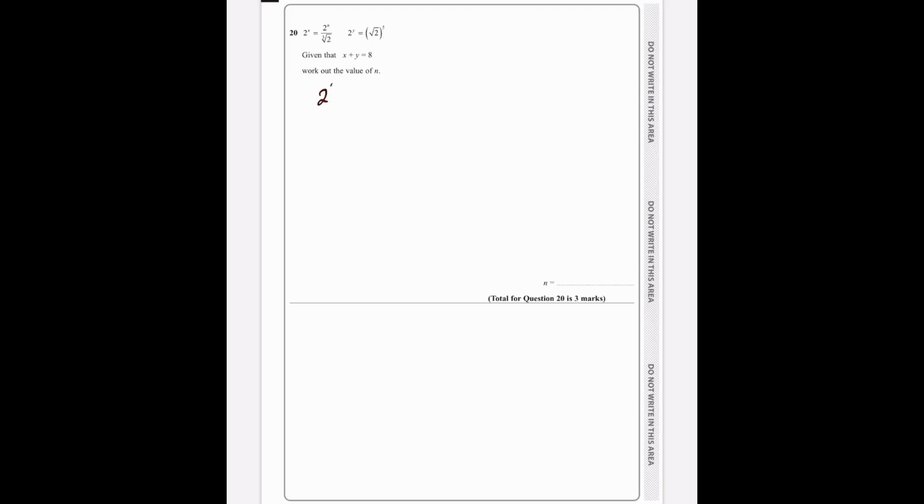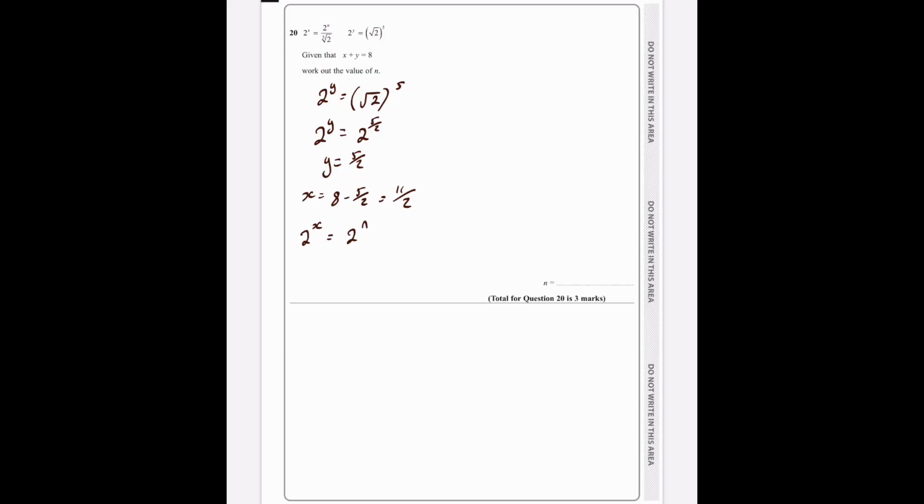Alright, question 20, just playing back with the indices rules. So we know that 2 to the power of y is equal to root 2 to the power of 5. Well, root 2 is the same as 2 to the power of a half. So 2 to the power of a half, to the power of 5, multiplied together, we get 2 to the power of 5 over 2. So y must be 5 over 2. x plus y is 8, so x will be equal to 8 minus 5 over 2, which is the same as 11 over 2.